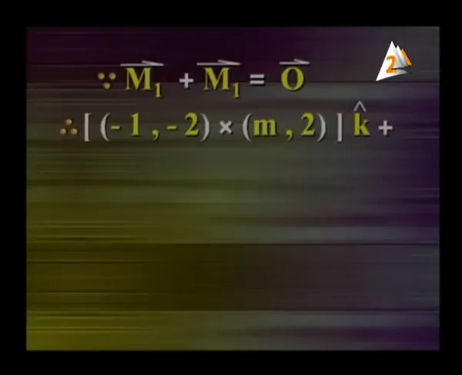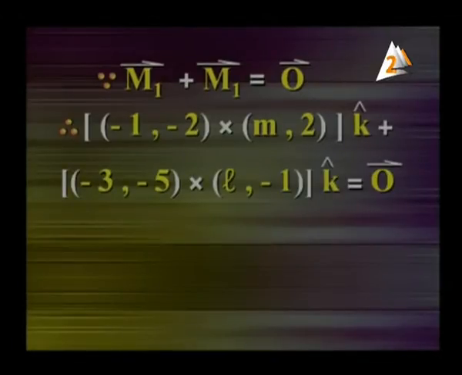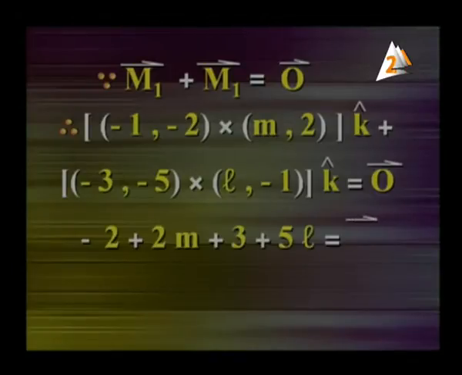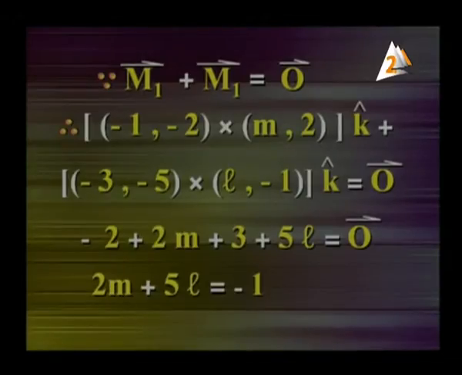Since M1 plus M2 equals 0, we say (minus 1 and minus 2) product (M and 2) K, plus (minus 3 and minus 5) product (L and minus 1) K, equals 0. So we say minus 2 plus 2M plus 3 plus 5L equals 0, or 2M plus 5L equals negative 1 as the second equation.